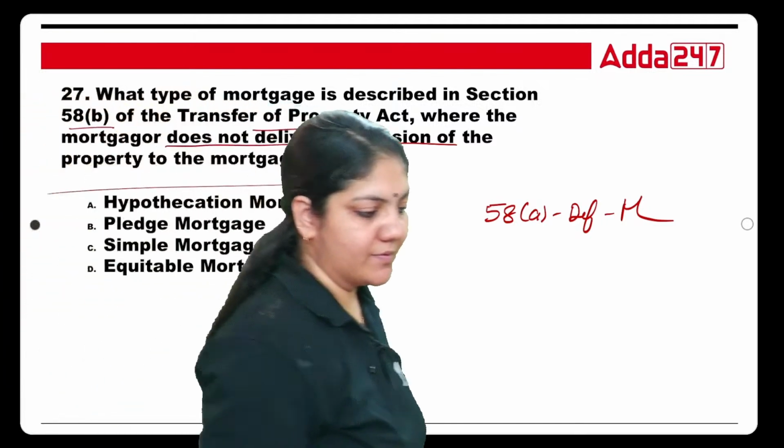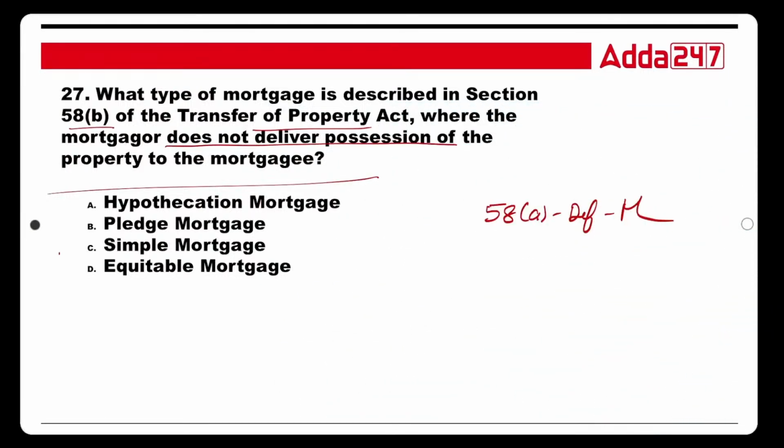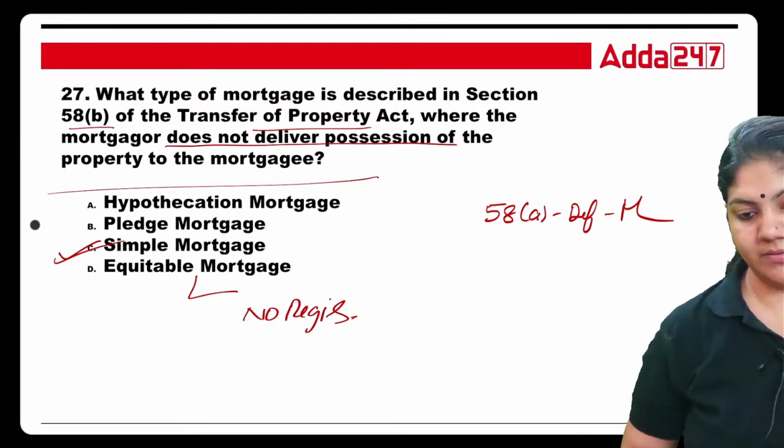So class, for this one, the right answer is simple mortgage. Equitable mortgage is the only mortgage where there is no need to require registration. No registration is required in the equitable mortgage.